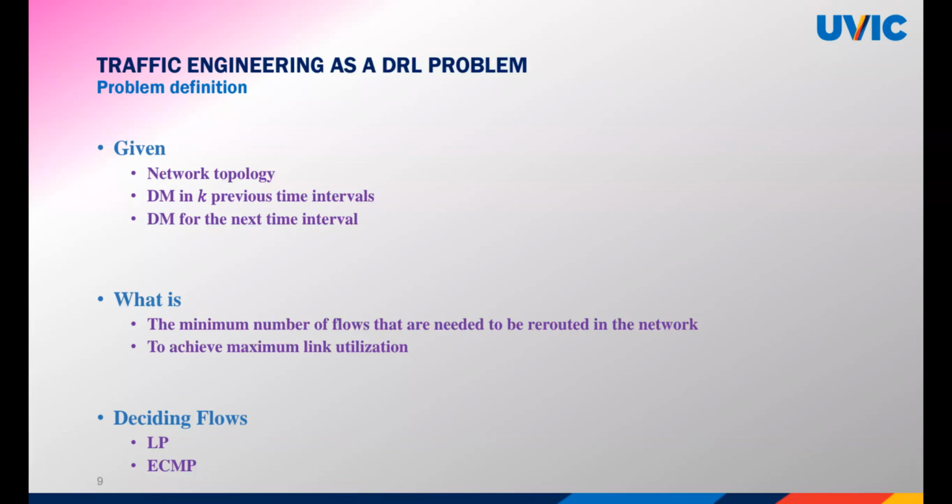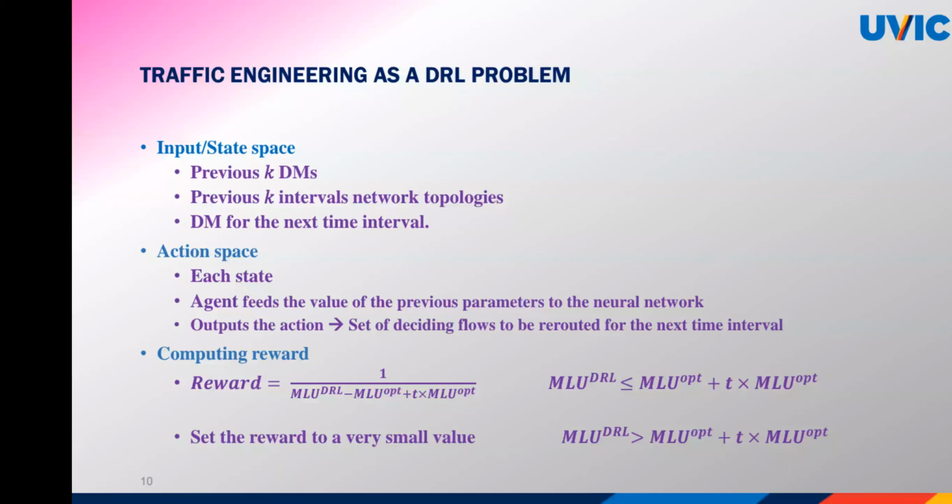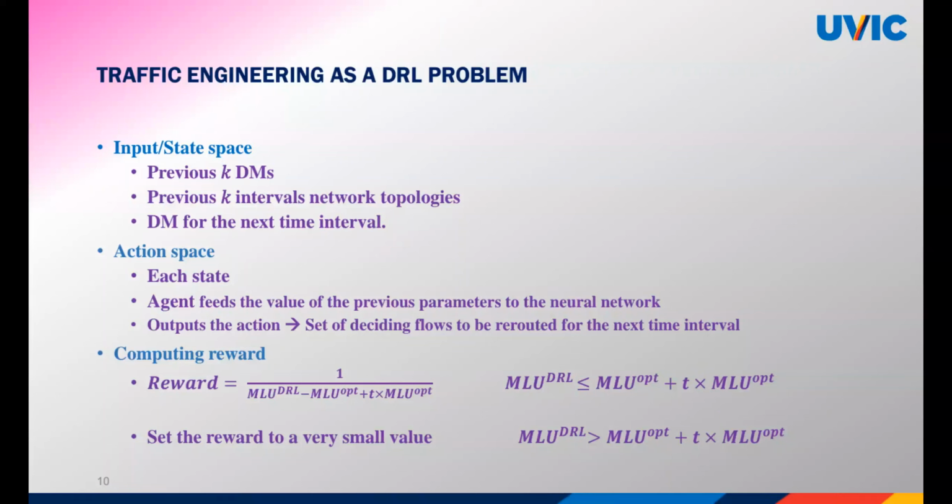After identifying the deciding flows in the network, we compute the sending rate on links for them using linear programming approaches. The traffic of other flows will be routed based on equal cost multipath routing, or ECMP approach, or via established tunnels in the network from the previous time interval. So the main parts of our deep reinforcement learning model are the input or state space, action space, and computing reward.